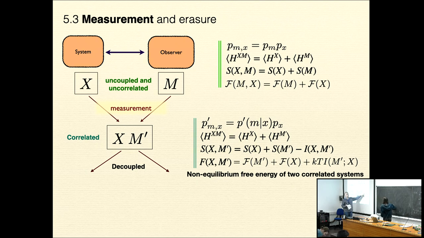Because this entropy is always smaller than this one. Why? Because here you have correlation. So X is telling you things about M prime, M prime is telling you things about X. And this is precisely this mutual information. So look at this. This is just this equation, and the second law that we wrote, this is delta F, W bigger than delta F.